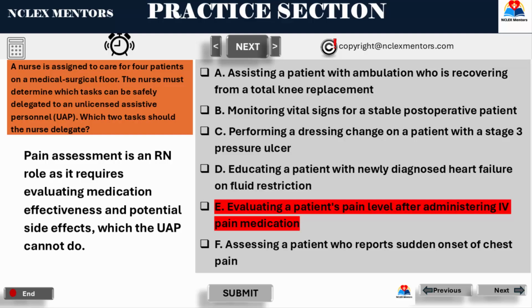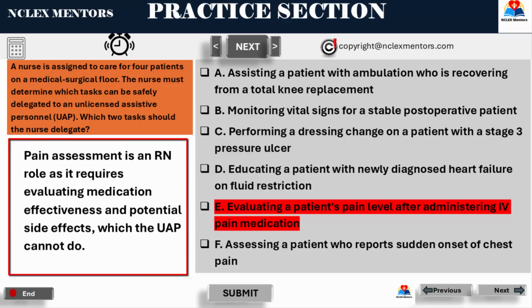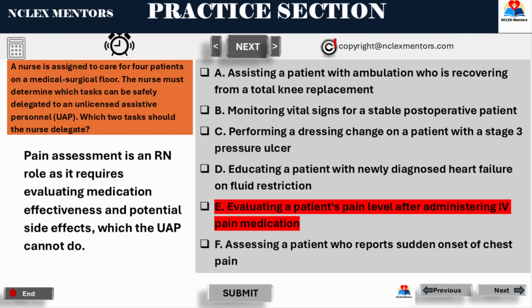E. Evaluating a patient's pain level after administering IV pain medication. Pain assessment is an RN role because it involves evaluating the effectiveness of the medication, considering potential side effects, and determining whether further intervention is needed. It requires clinical judgment, which the UAP is not responsible for.